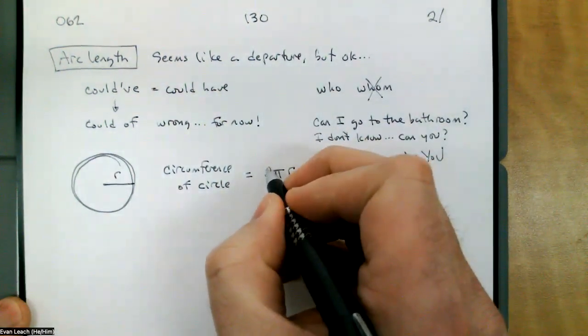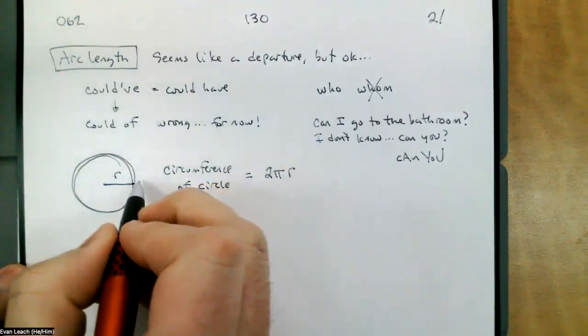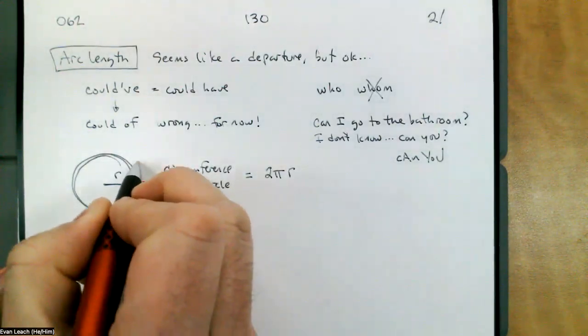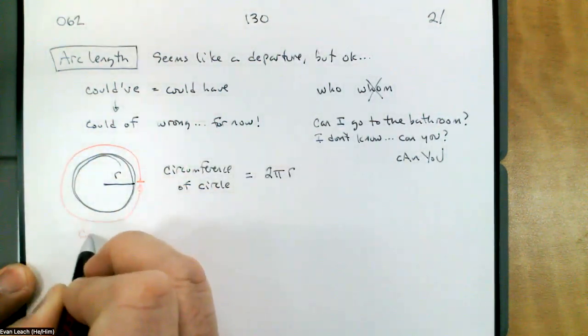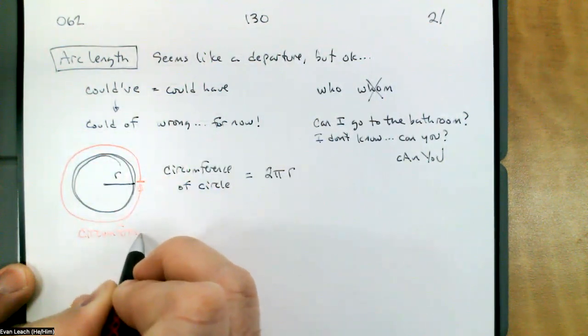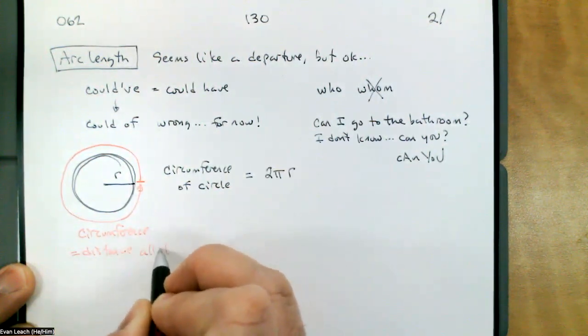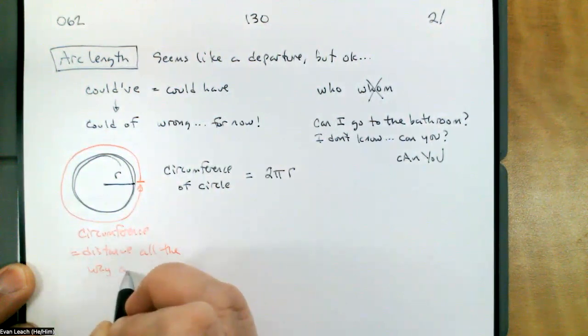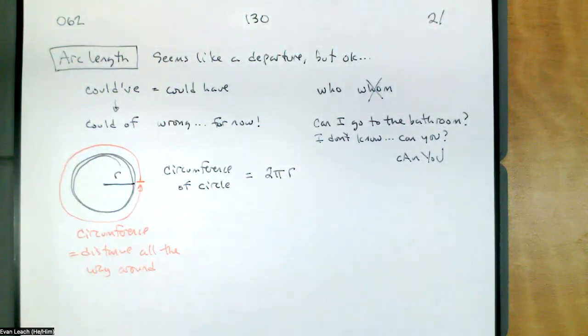So, just as a reminder, the circumference of the circle is 2 pi r. That's the formula. That's how we figure out how long that is. It's the distance all the way around the circle. This is where we get pi from.